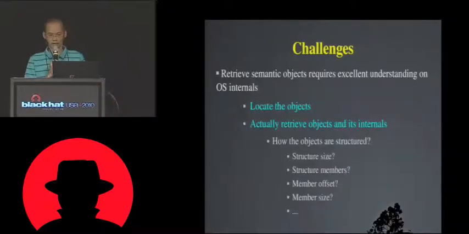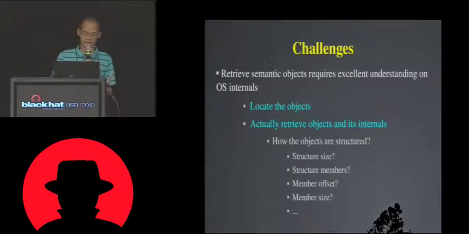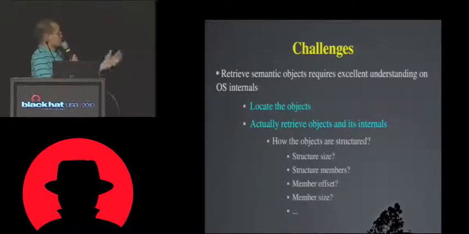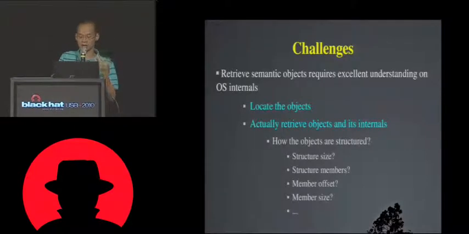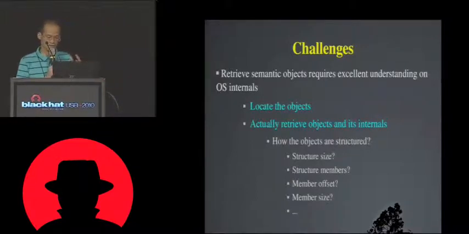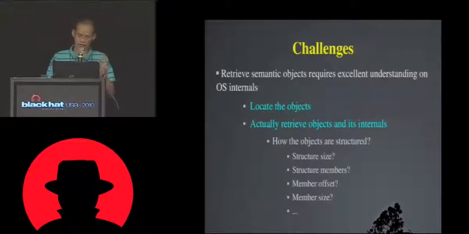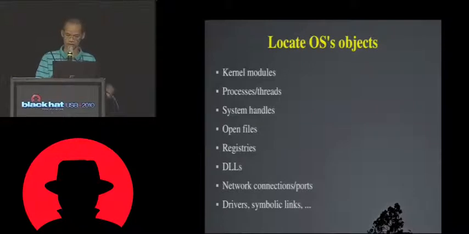So to build EaglEye, you have many challenges. EaglEye needs to get a semantic object from the memory of the guest virtual machine. And this job requires excellent understanding of the OS internals. So to get OS objects from the memory, we have two things to do. First, we need to locate the OS object.